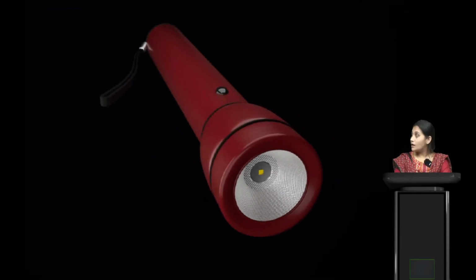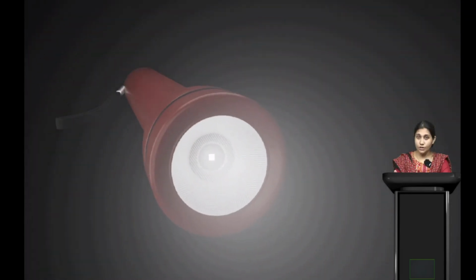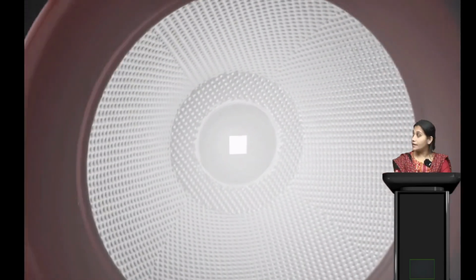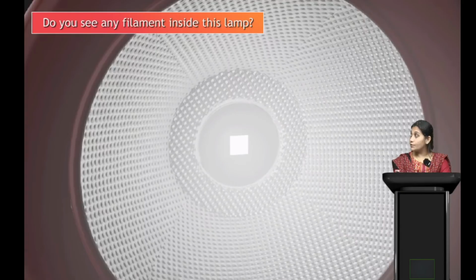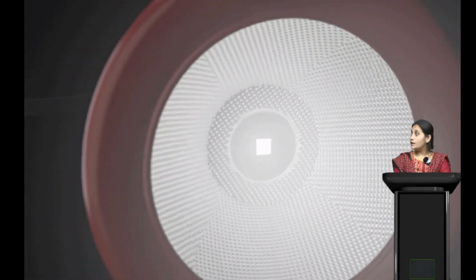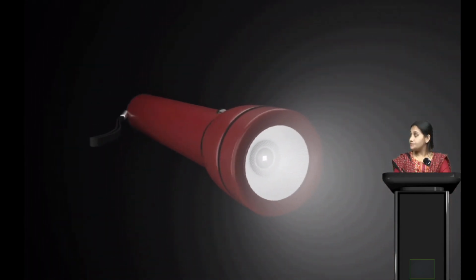Do you find any difference in the torch? The torch you saw before, and the torch you are seeing now? When the torch is on, the light glows. Do you see any filament inside this lamp? In the earlier torch, we saw a filament from which the light glows. But now in this torch, do you see any filament? No, there is no filament.